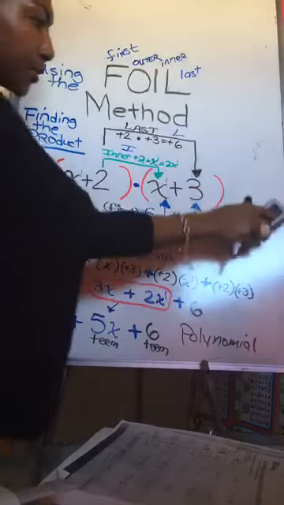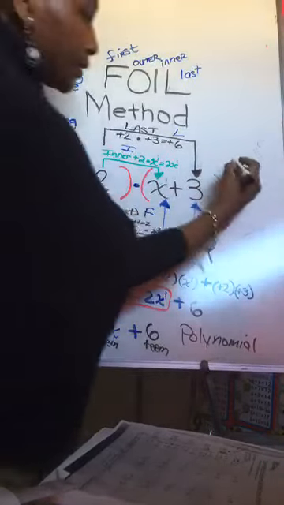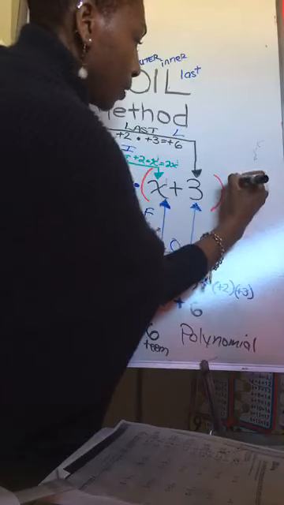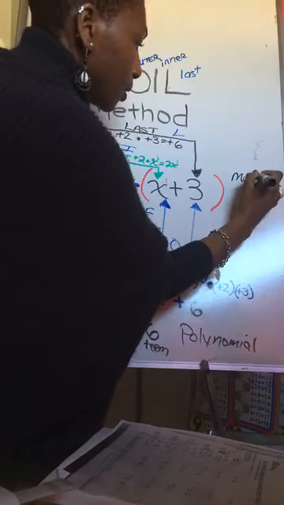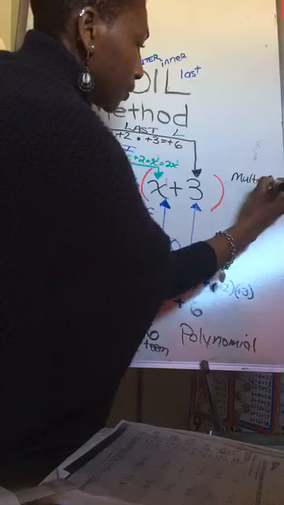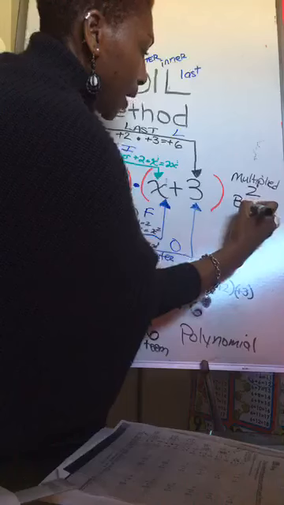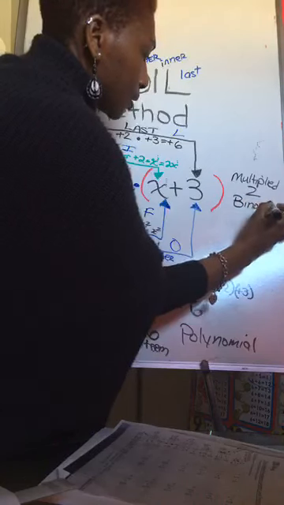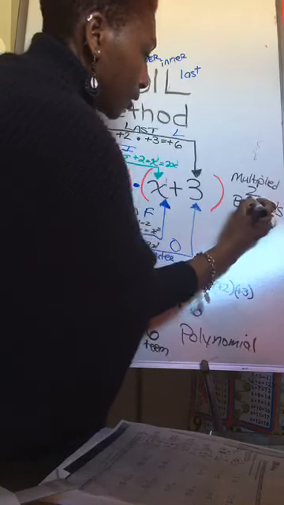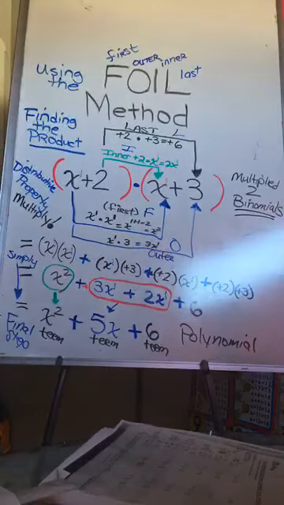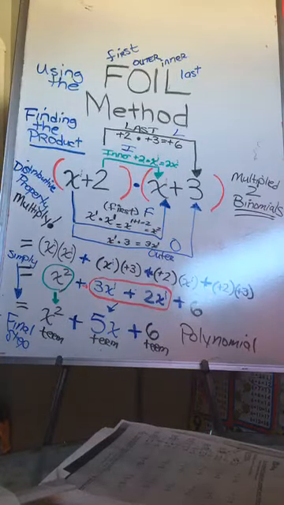All right, so I want to put here so you'll have it in your notes that I multiplied two binomials together. Hope I can spell this. Binomials together. All right? That was in my notes that I wanted to make sure I covered.